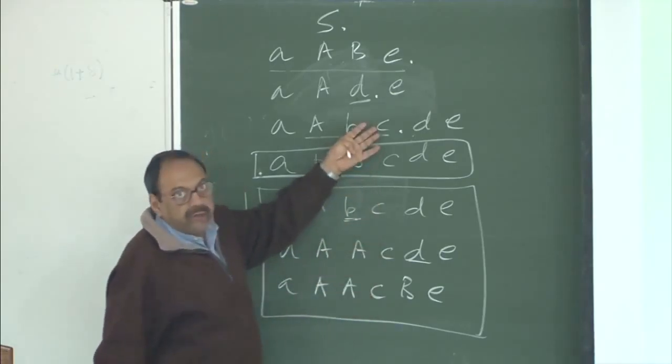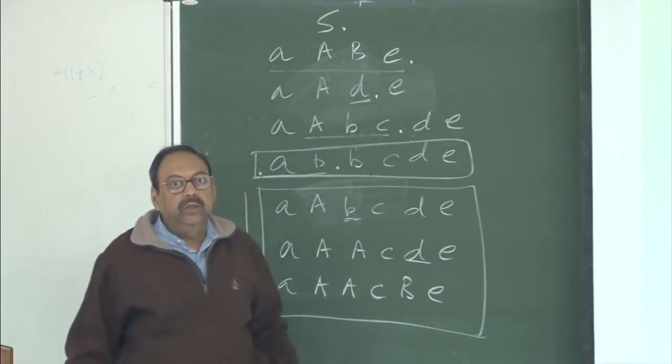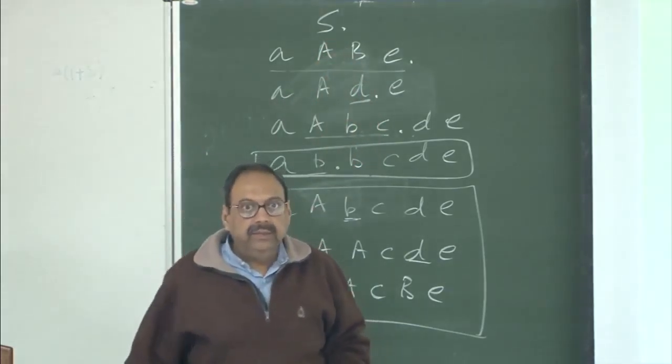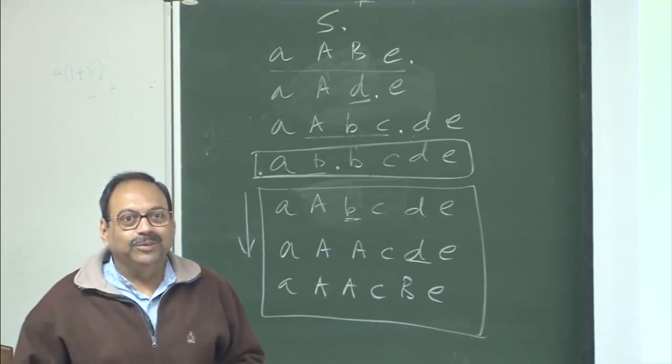But this choice made sense because I could reach my start symbol. So my parsing method should make sure that I am always making the right choices. So how did we decide that right choice? That is what the parsing method is going to be all about.